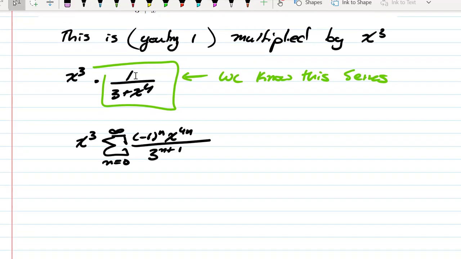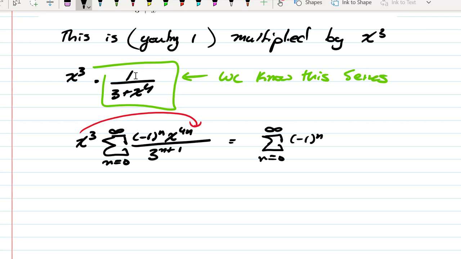And then now, if we distribute this in, we would end up with the series n equals 0 to infinity, negative 1 to the n, x to the 4n plus 3 all over 3 to the n plus 1. So we get a new series from an old series.